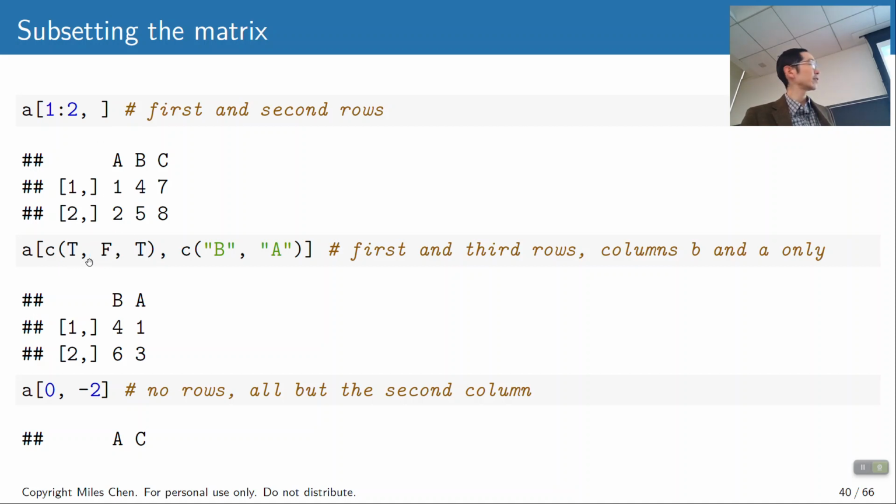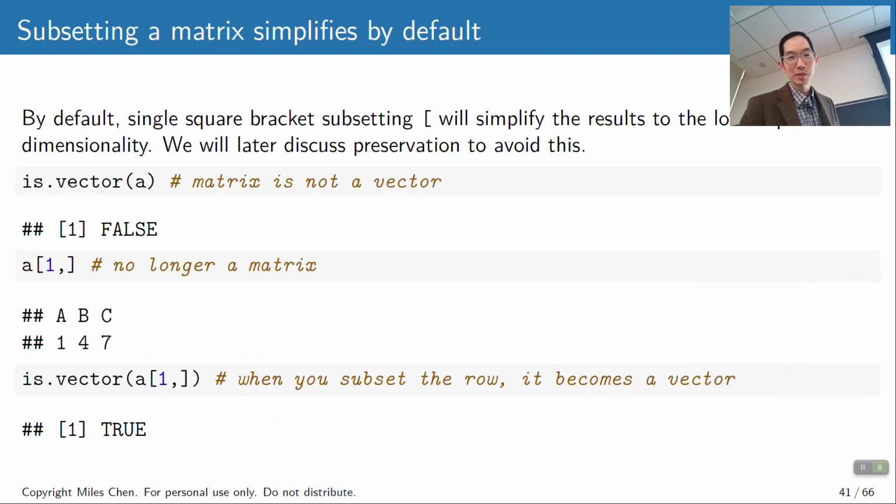Here I've got the vector TFT, and again, T will alias to all caps TRUE. So here I've got true, false, true, and so I'm going to get the first and the third rows. And here I'm asking for the columns B and A, and so I get the first and third rows and the columns B and A. Here I say I want none of the rows, and I want to drop the second column. So this is a matrix with no rows, and all but the second column. Only because it's named, there are actually no elements being returned here, but it returns that we would have 2 columns, A and C.